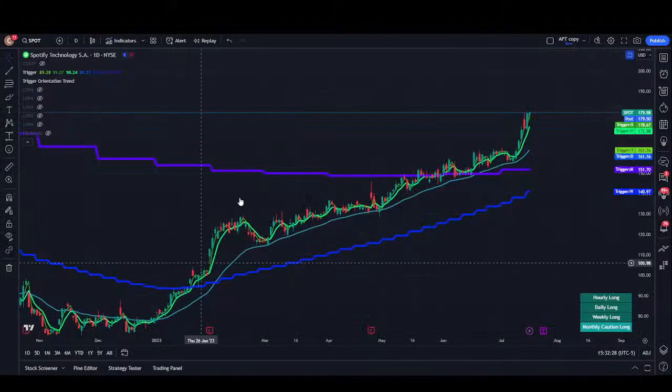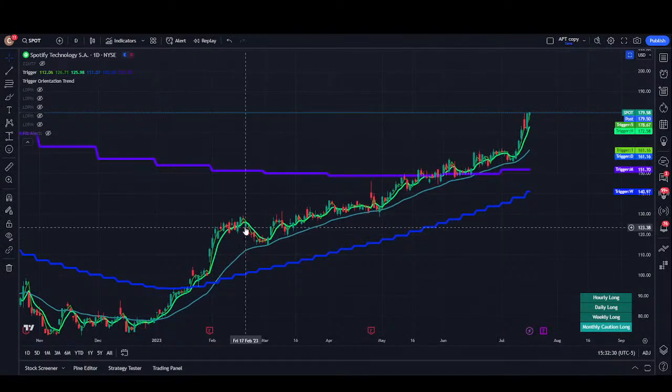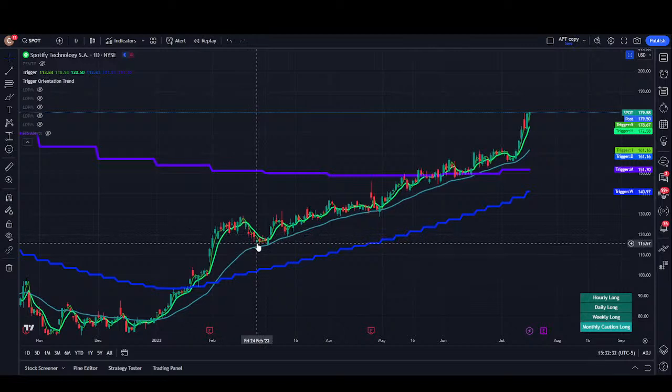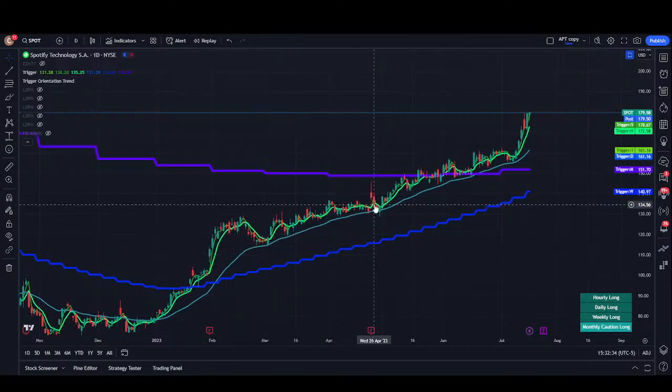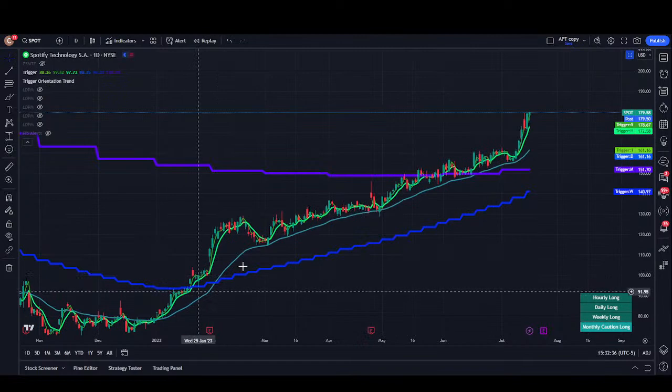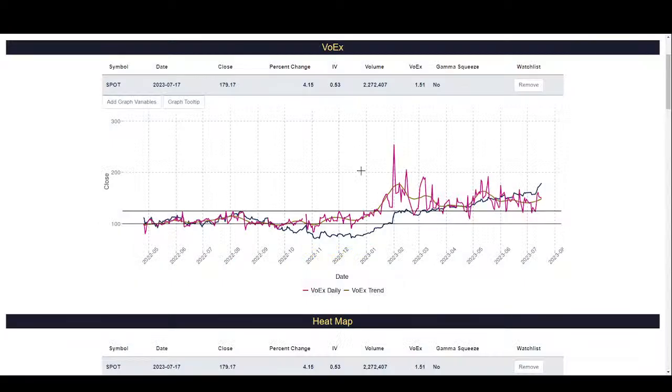Not every single day was the price action green. In fact, there was a 1, 2, 3, 4, 5-day pullback here. There was a 1, 2, 3, 4-day pullback here. There were plenty of red days, but overall, throughout the entire time period, the Voex trend remained in the inhibition zone. We can clearly see that there was bullish price action.